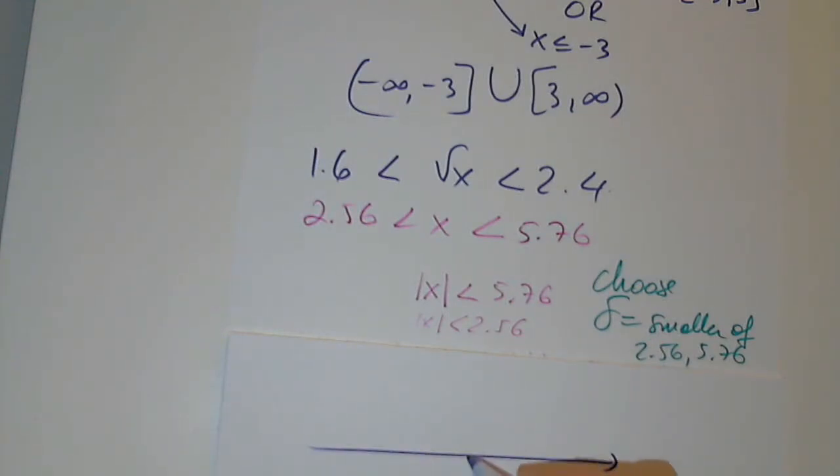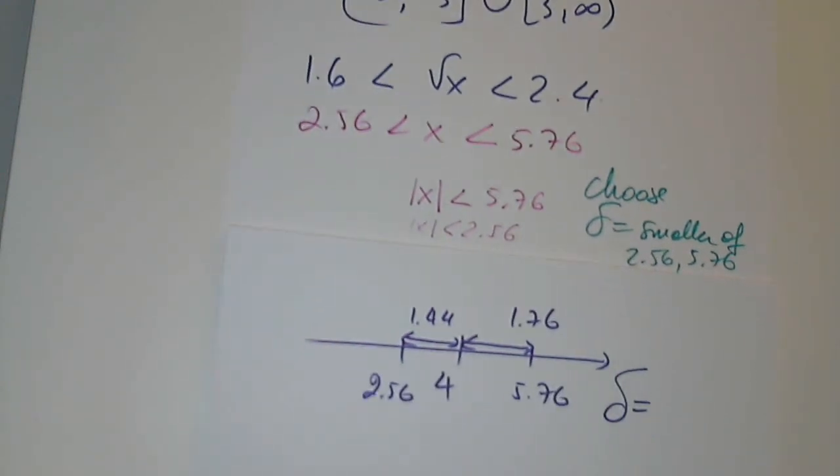So we had 4, we had 2.56, and we had 5.76, which means that this distance is 1.76, and this distance is 4 minus 2.56, which is 1.44. Correct me if I'm wrong, please. Yep. Okay, so now we have to choose delta, the smallest of the two.